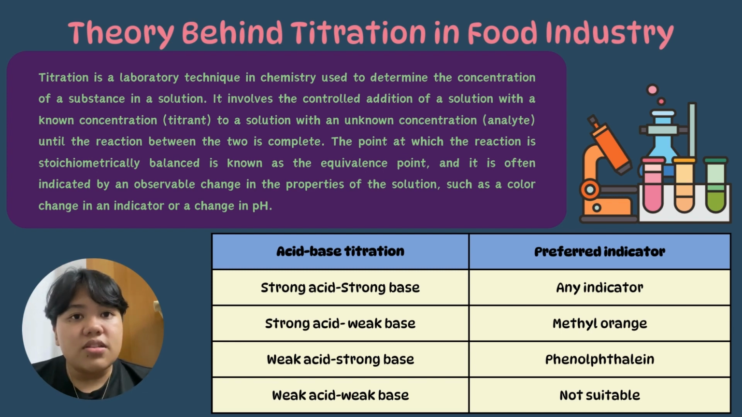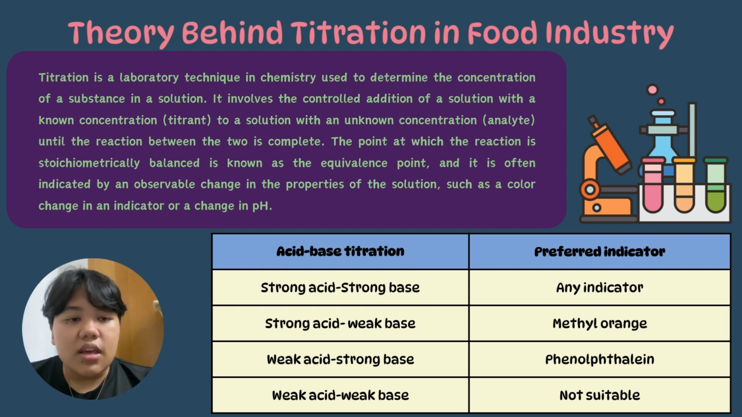The point at which the reaction is stoichiometrically balanced is known as the equivalence point, and it is often indicated by an observable change in the properties of the solution, such as a color change in an indicator or a change in the pH. There are many types of titration, but we are going to focus more on acid-base titration. There are 4 types of acid-base titration.